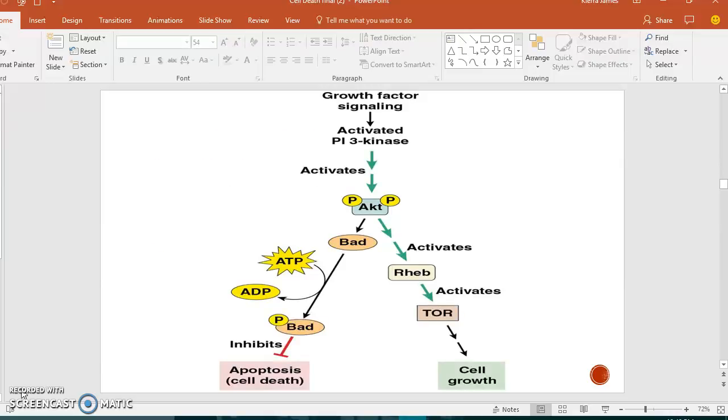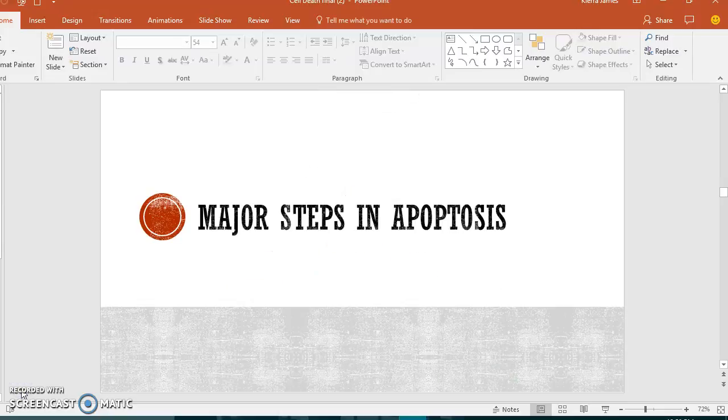The pathway shown here leads to the activation of protein kinase AKT. Growth factors that bind to receptor tyrosine kinases activate this pathway. AKT suppresses apoptosis by phosphorylating and inactivating a protein that normally promotes apoptosis called BAD. AKT also prevents cell cycle arrest by activating TOR, leading to cell survival.